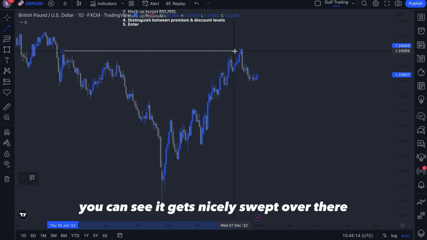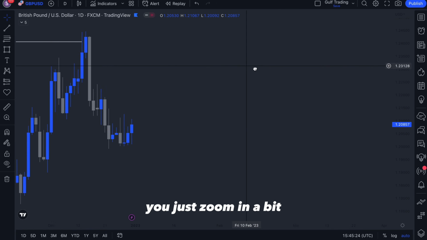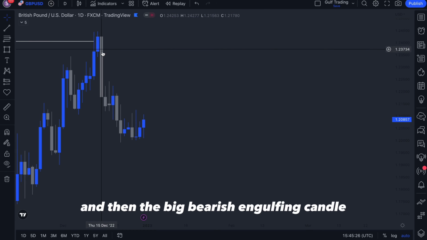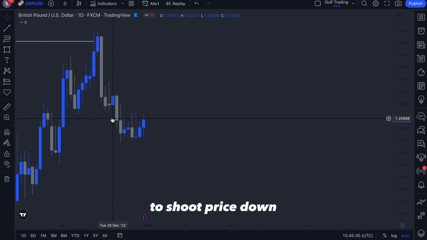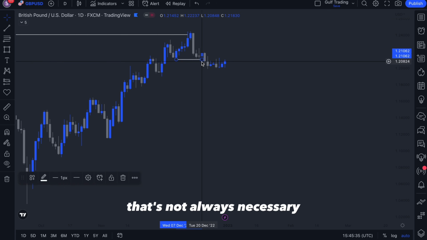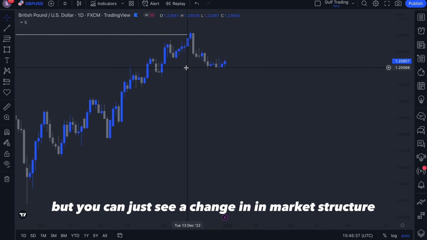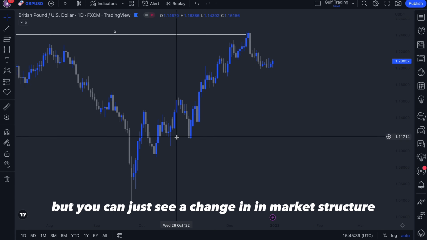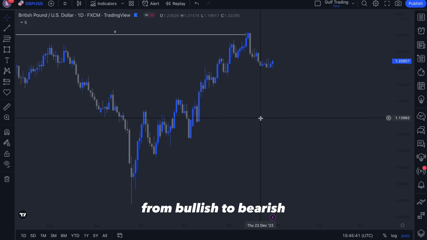You can see it gets nicely swept over there. So as you can see, let me just zoom in a bit, price shot up and then a big bearish engulfing candle shot price down and caused a change of character here. That's not always necessary, but it's a nice confirmation.